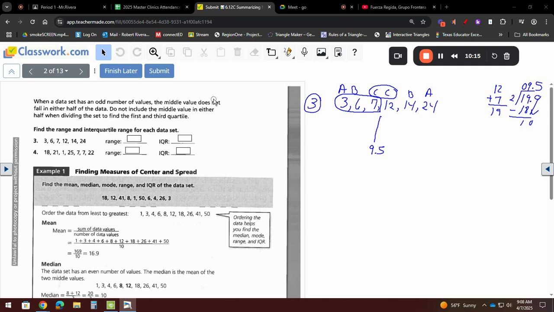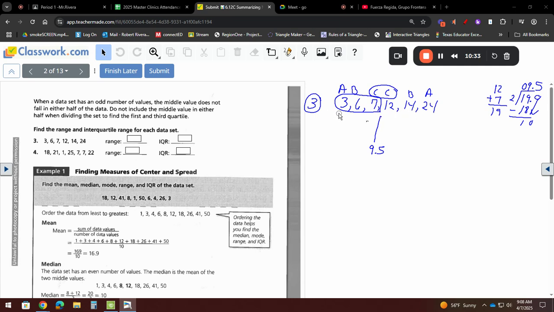And the kids that don't listen to me when I'm saying this, that's why you get confused and you still go do it again. Listen again. How many do we have in the middle? 2. Because of that, the 7 becomes part of the lower half, and the 12 becomes part of the upper half. When there's 2 in the middle, they become part of the lower and part of the upper.